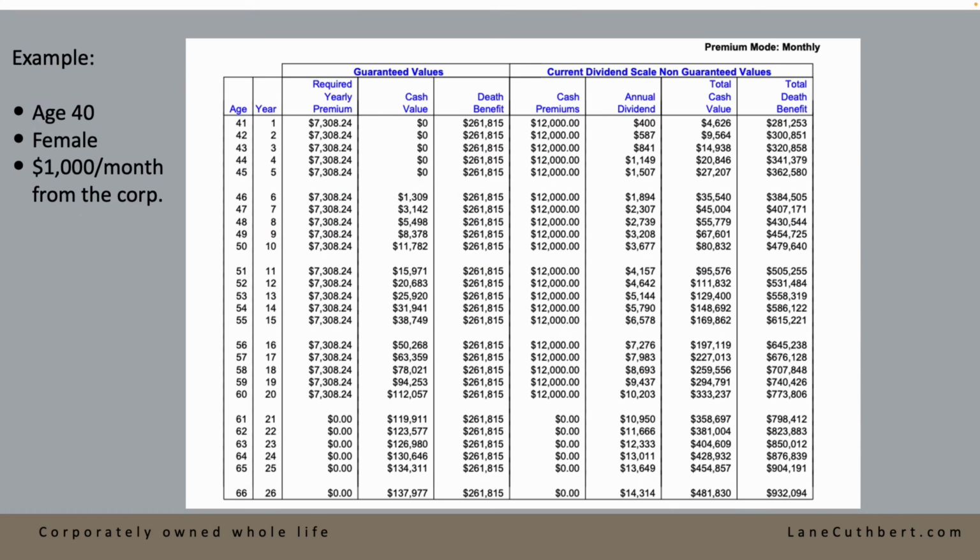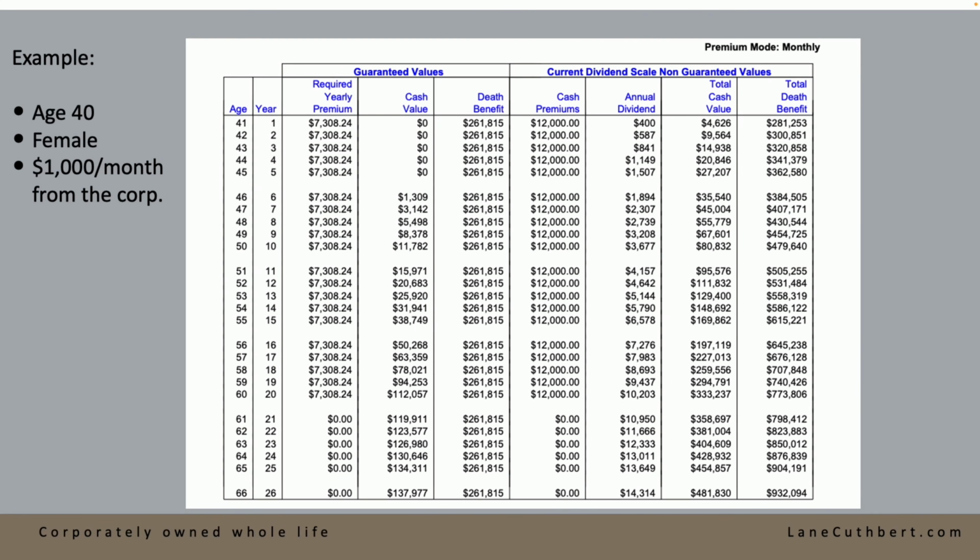For those of you who don't know me, my name is Lane Cuthbert, and I specialize in advanced insurance strategies that help business owners reduce their personal taxes, increase the value of their business, and reduce the taxable burden on their beneficiaries who deal with the business after the business owner passes away. One of those strategies is corporately owned whole life insurance. So I put together an illustration. Let's take a look at it now.